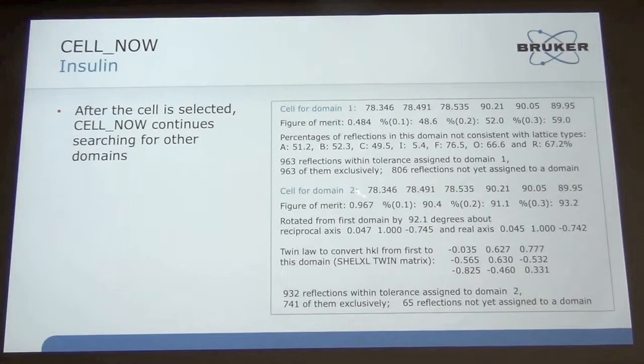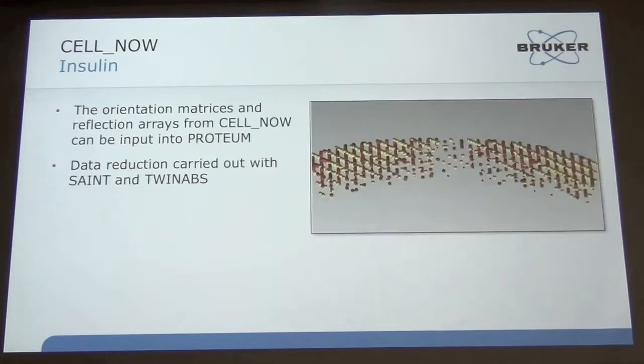In this case, it found domain number 2. It tells you what the orientation matrix is, and the relationship between the domains. And now you've essentially detwinned it. So it's an automatic way of taking a reflection array and searching for two different domains. Looking at it in RLATT again, you can see the two different lattices. So you can take that data from NOW back into Protein, and look at RLATT to see what the reflections look like.